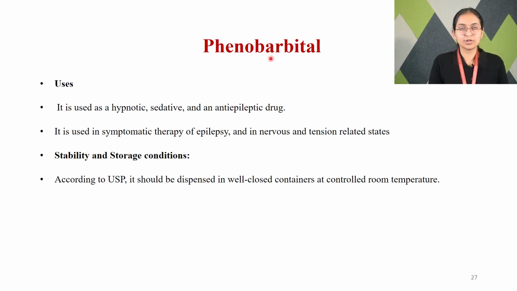Next drug is phenobarbital. Again, we don't have the structure and chemical name. We are directly moving to the uses. It is used as a hypnotic, sedative and anti-epileptic drug. It is used in the symptomatic therapy of epilepsy and in nervous and tension related states. The stability and storage conditions for this phenobarbital: as per the United States Pharmacopoeia, it should be dispensed in a well-closed container at controlled room temperature.